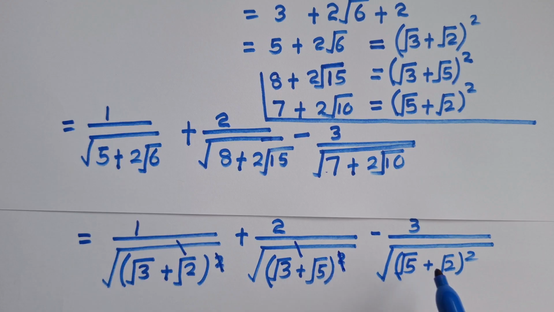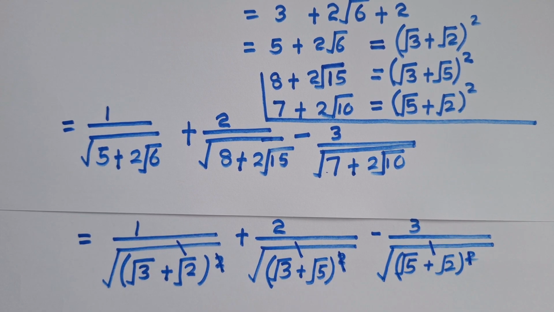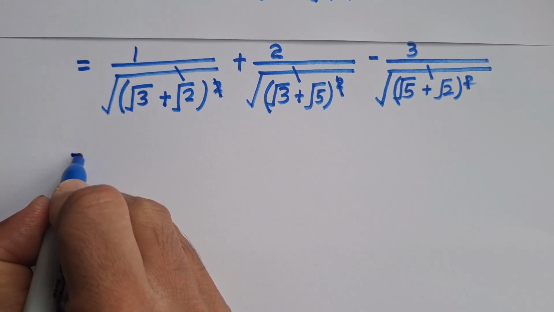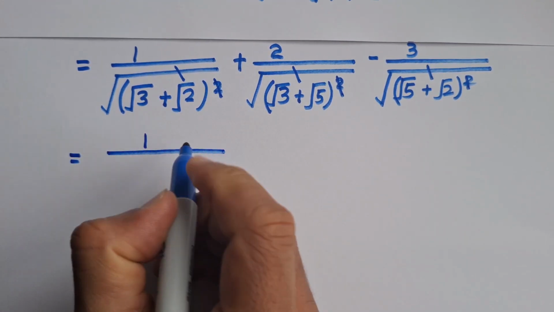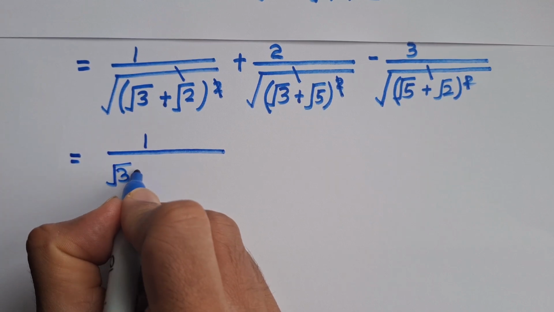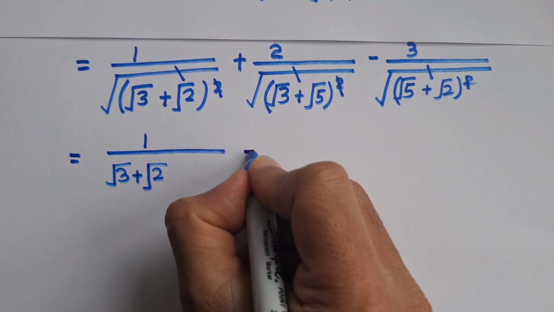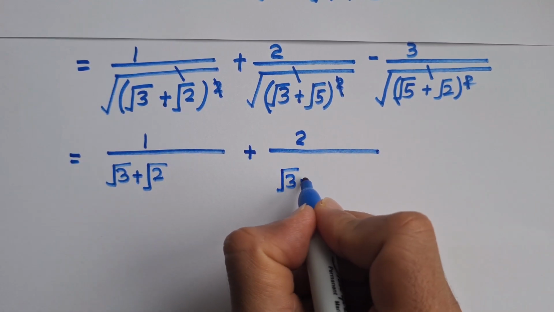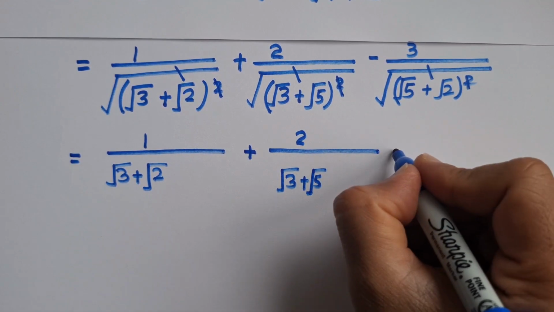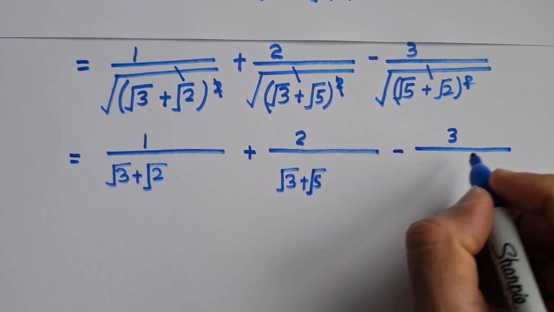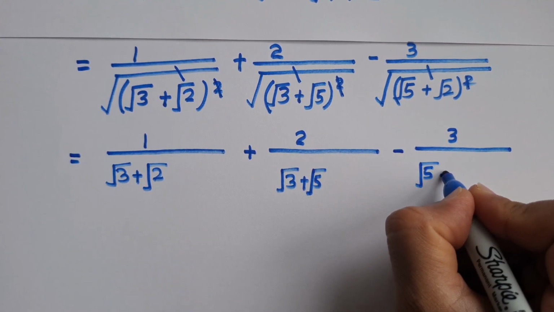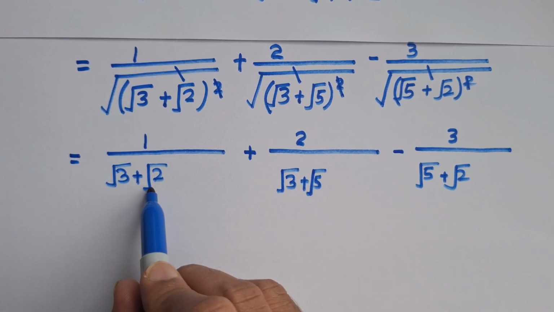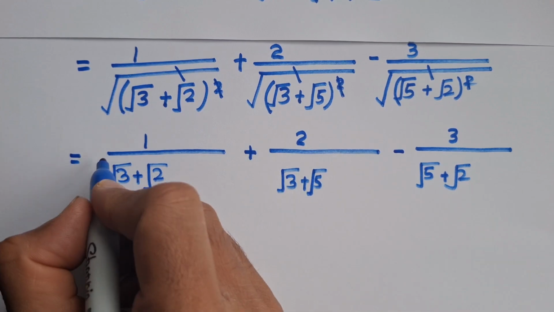Now this square and square root are going to be cancelled in all denominators. Then I have a simple expression: 1 over square root of 3 plus square root of 2, plus 2 over square root of 3 plus square root of 5, minus 3 over square root of 5 plus square root of 2. Now my expression has become simpler than the previous one.